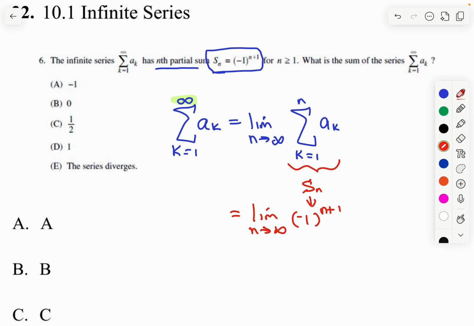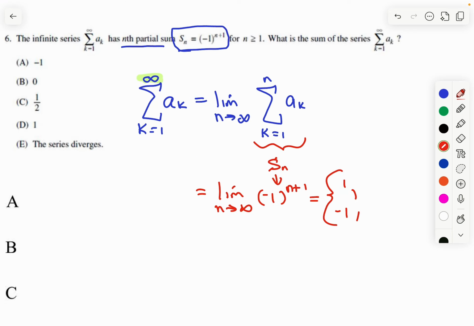And so look, as n goes to infinity, and n is an integer, so n is a number like 1, 2, 3, 4, 5, this oscillates, right? It's going to be either 1 or -1, depending on the value of n. If n is an odd number, then we get 1, because you get -1 to an even power. And if n is an even number, then you get -1. So this is not one limit. The limit doesn't approach a singular value, so it diverges, okay?